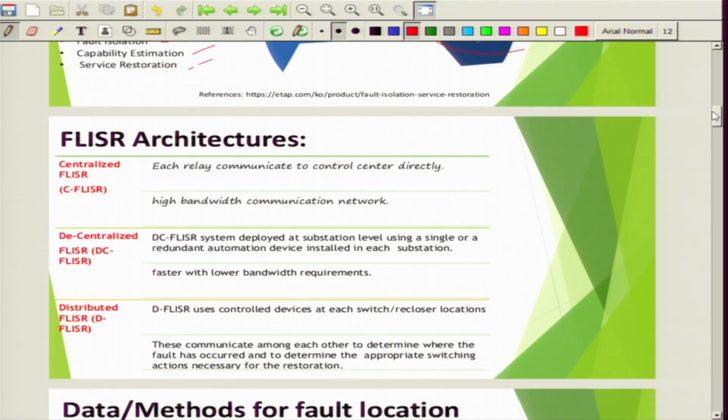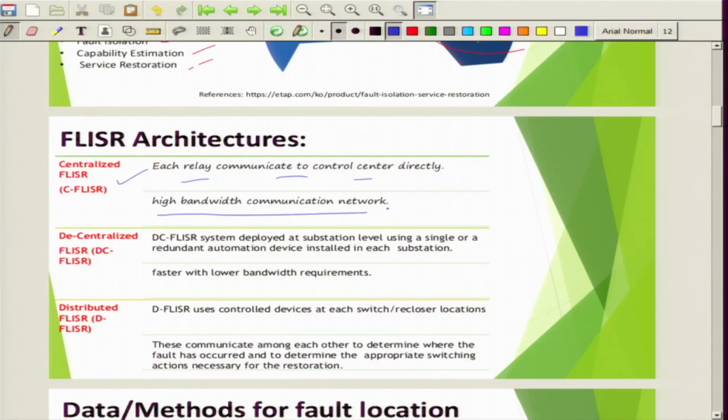So there are three fault location, isolation, service restoration architectures. The first one is centralized FLISR. Here each relay communicates to the control center directly. There is one control center, a master station, where individual relays communicate.